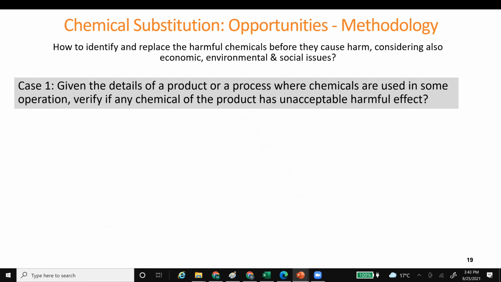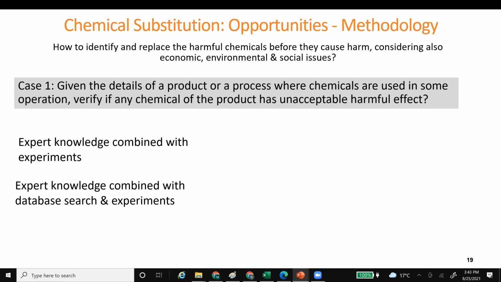So let's assume that we have the database, we have the property models. Now we need a methodology. So the methodology I've divided into two parts. The first is for case one, where we have the details of a product or process. We need to analyze and find out whether any chemical has any problems or which chemical candidate is the best. Similar to the problem that Dr. Overcash had shown, that we have the candidates, we want to analyze and find out which is the best, or if there are problems with them.